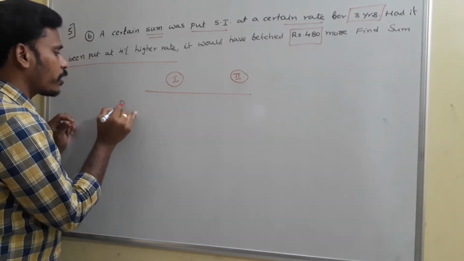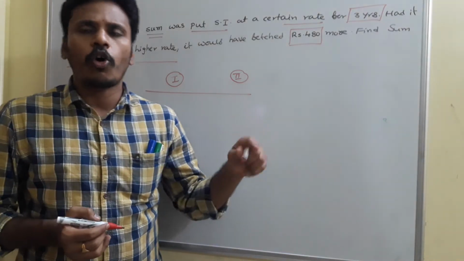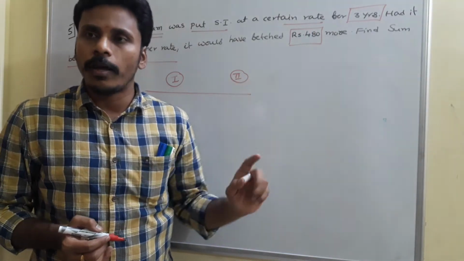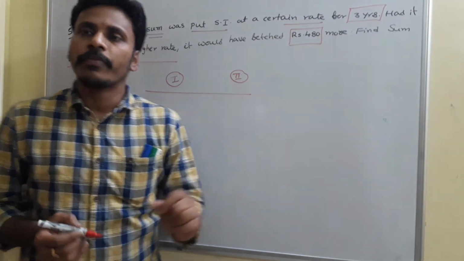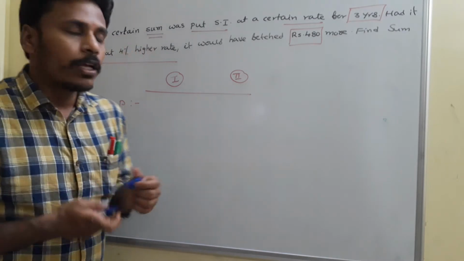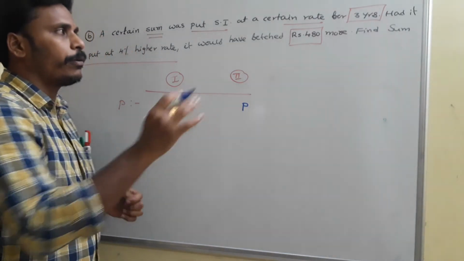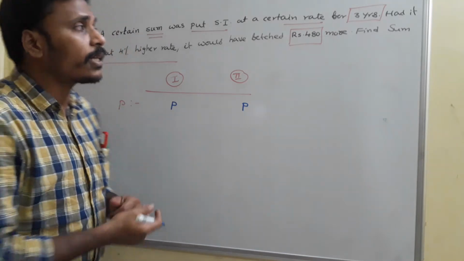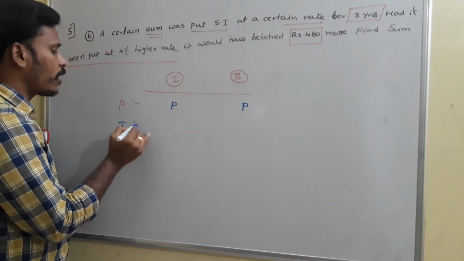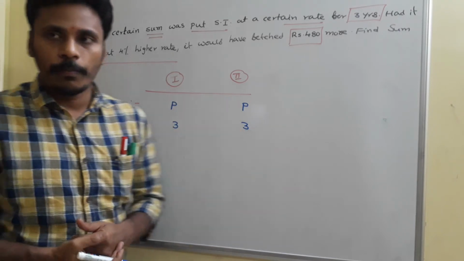In both the situations, as per the problem, the principal amount, that usually we call the sum also, is the same, and that sum we need to find at the end of the problem. So for that, you just let the sum be the principal P and P. And it is very clear that time is the same in both the cases. As they mentioned, time is 3 years, and that's also the same.